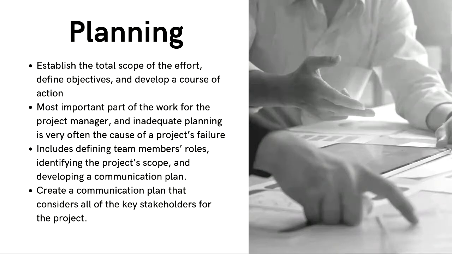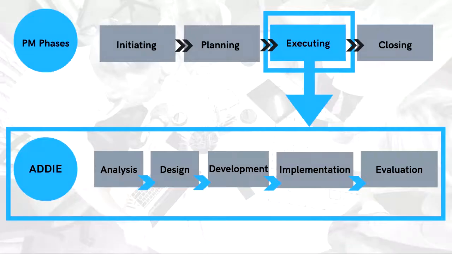Okay. So the executing phase is your ISD process. In this graphic, you'll see you have your 4 phases of project management, and then you have your ADDIE process. And as you can see with the arrow, all of the ADDIE, if I would shrink it down, would go in that executing box, because that is where the work occurs.